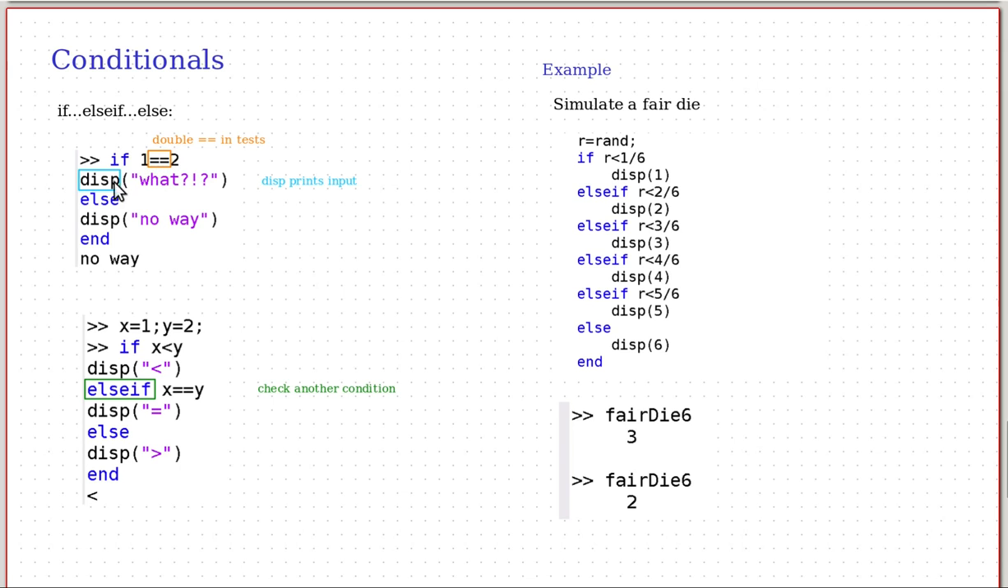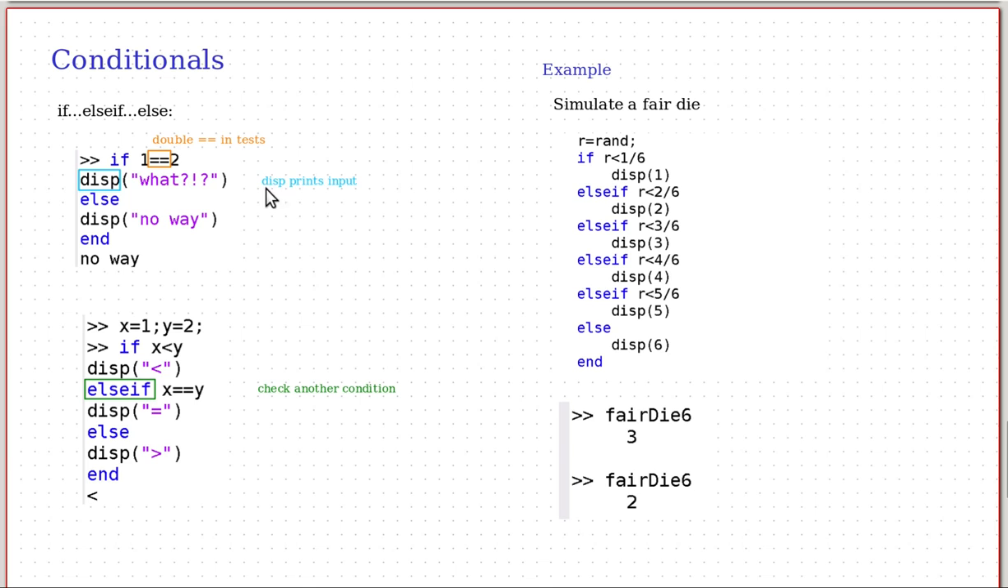Presumably it's not. If it is, we will display what? And if it's not, now that's what the else statement introduces, right? The else keyword, I should say, then introduces what to do if the condition that you checked up here was not true, which it's not. Then we'll display no way. End. And the end is the end for the whole if-else statement, right? So if you execute this, it checks this condition, it sees that it's false, so it does not print what?